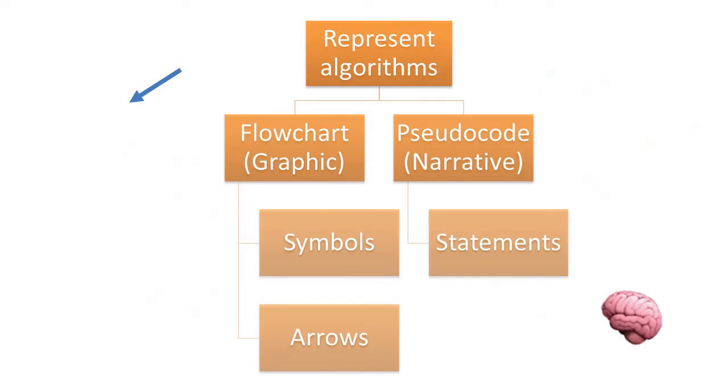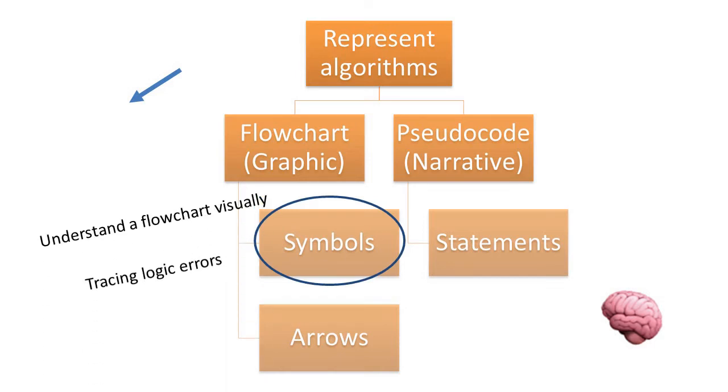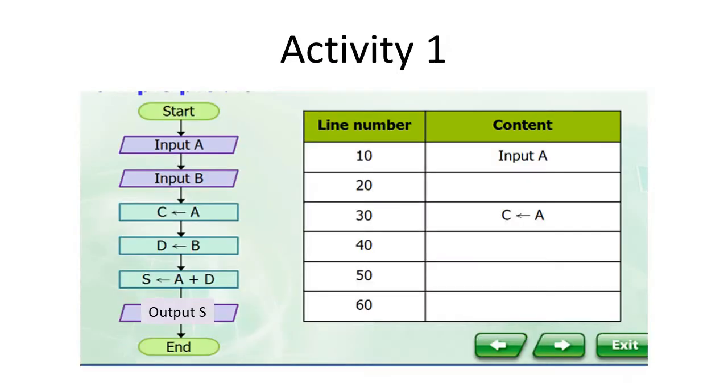To represent various kinds of operations in a flowchart, a set of commonly used symbols are used. The symbols can help programmers understand a flowchart visually and help trace any logical errors residing in an algorithm design more easily. To better understand how flowcharts and pseudocodes can help solve a problem, let's look at an activity.